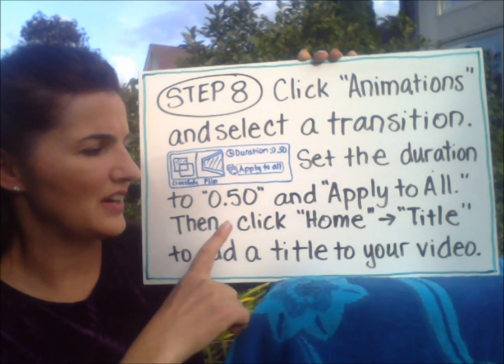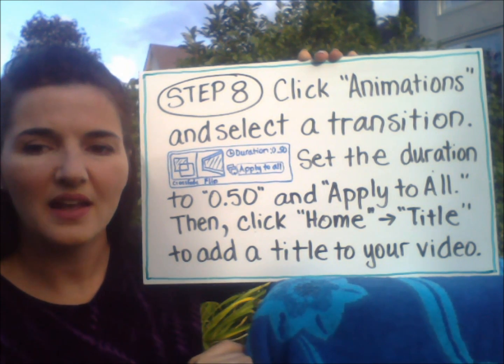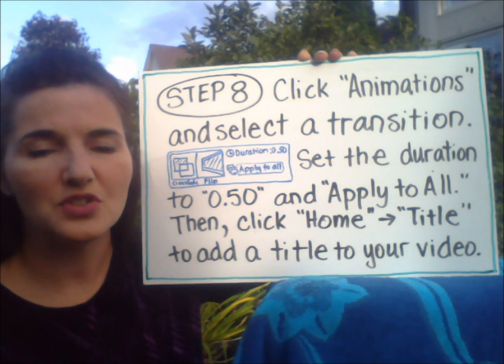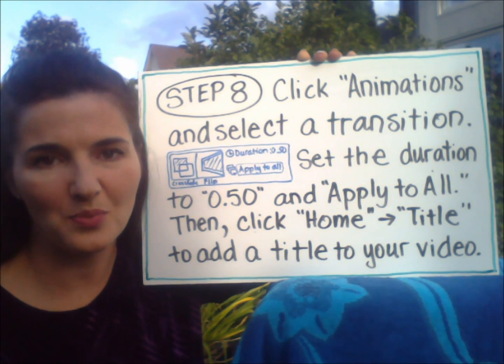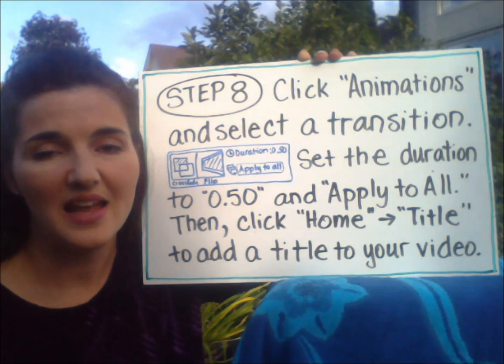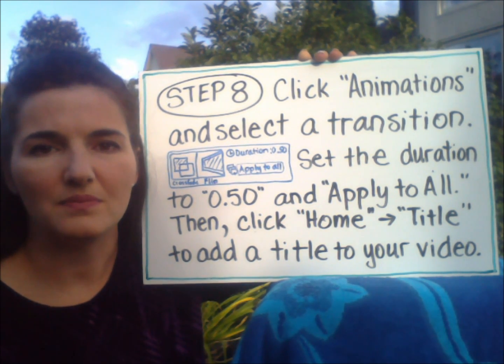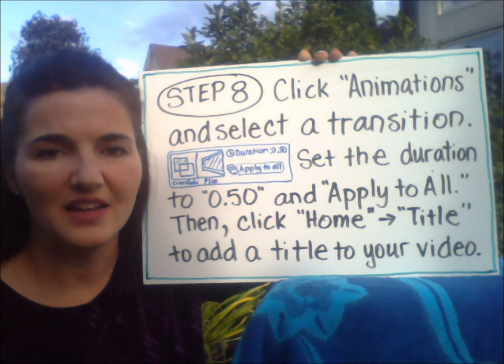Next, you're going to click home and title, and that's going to add a title to your video. So just type in your video. You'll be able to select whatever font you want, the size you want, and it'll also give you a few options for sort of some special effects you can add to your title.